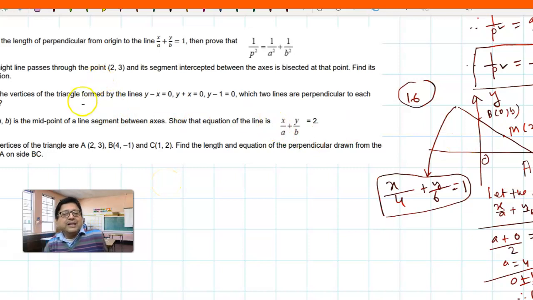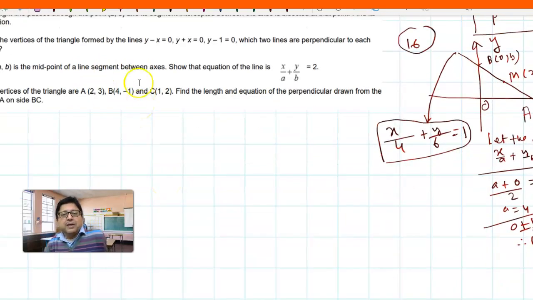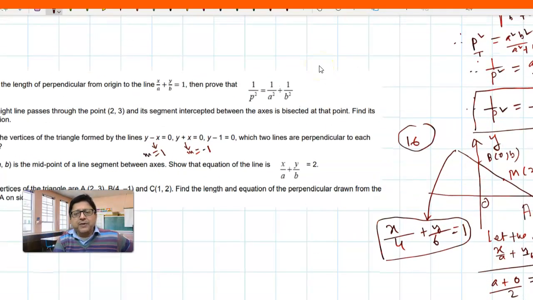Keep this form. Next one, find the vertices of the triangle formed by the lines. Which two lines are perpendicular to each other? It's very easy. This problem you all can solve. Slope you find m equal to 1, and for this line slope m equal to -1, product is -1, so these two are perpendicular. And vertices of the triangle formed by the lines, how to find?